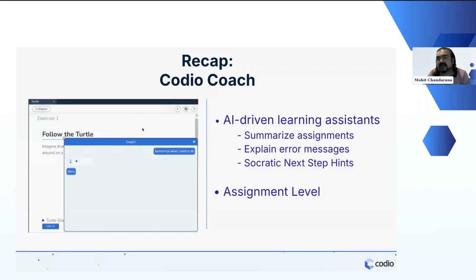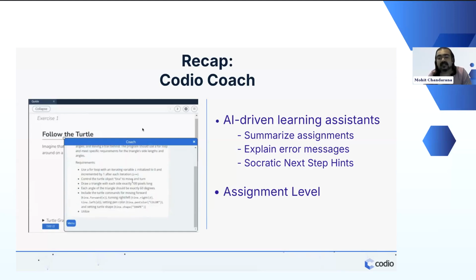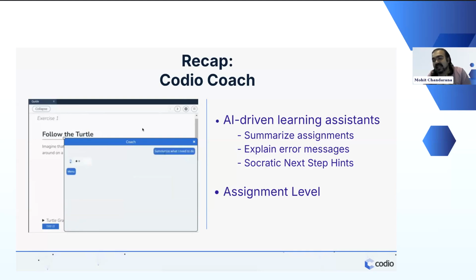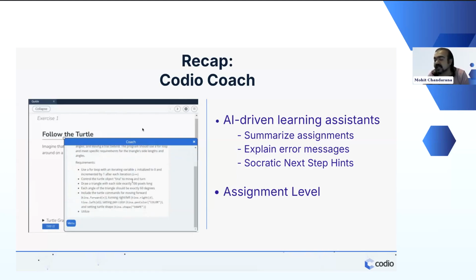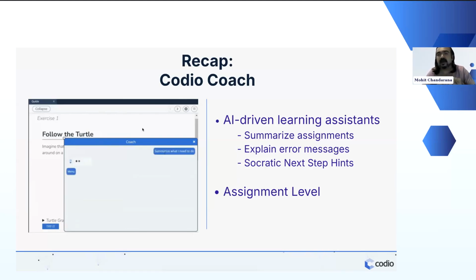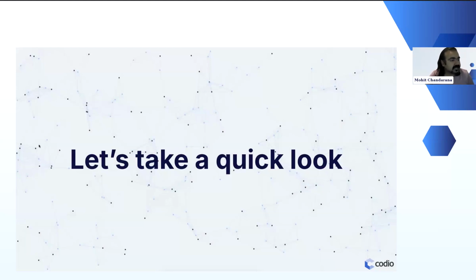The other half of our AI toolkit is Codio Coach. This is the AI-driven learning assistant that you can enable for any of your courses. This gets enabled at the assignment level and has 3 different assistants that are ready to use. One of them is summarizing assignments. The other is explaining error messages. And the third one is Socratic style next step hints without giving away answers. Let's take a quick peek of this in action.